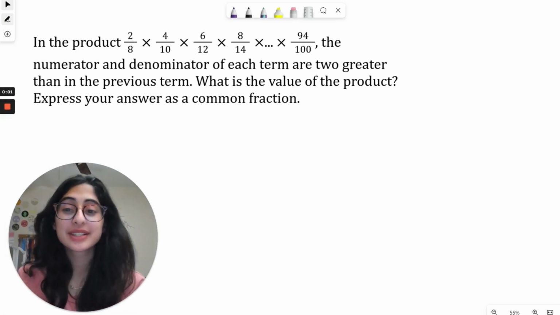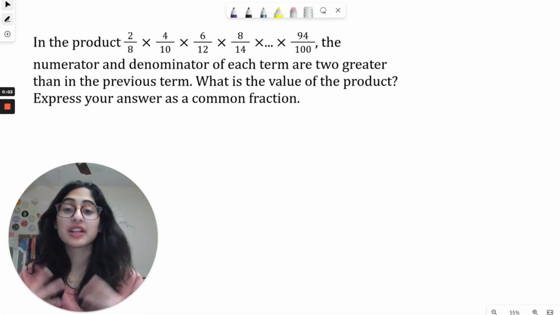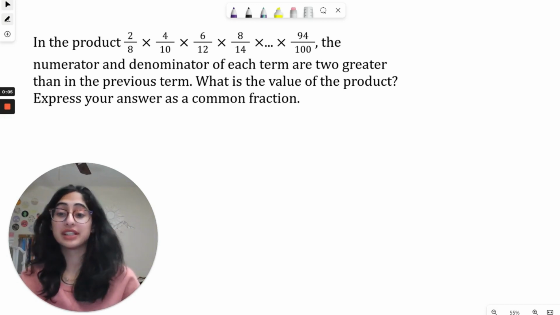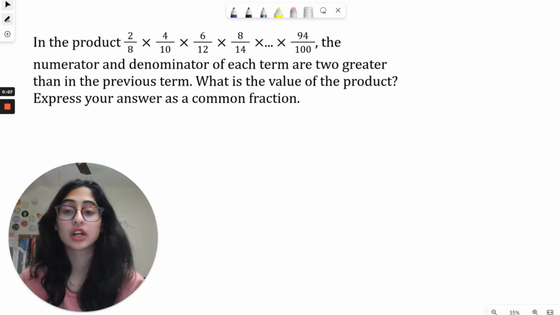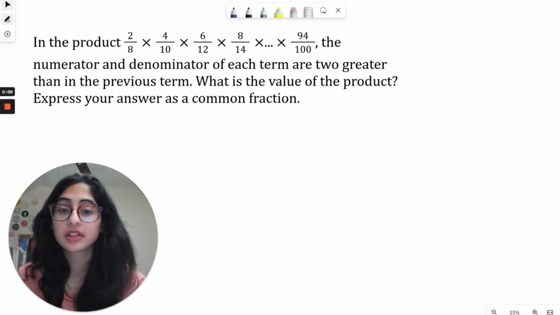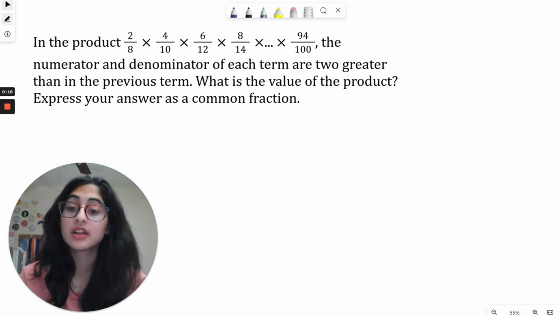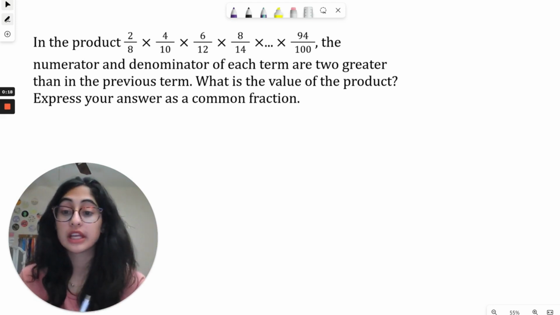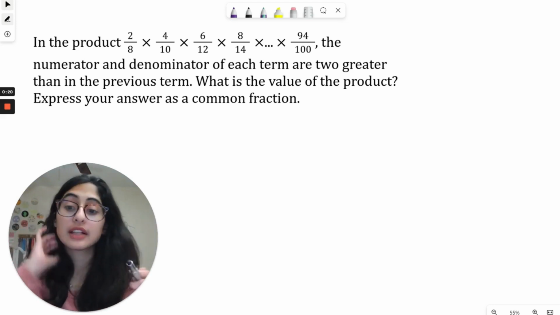So this question says in the product 2/8 times 4/10 times 6/12 times 8/14 all the way on till 94 over 100, the numerator and denominator of each term are 2 greater than the previous term. So you can see that the denominators go from 8, 10, 12, 14, while the numerators go from 2, 4, 6, 8 onwards. So this is asking for the value of the product of all these fractions.